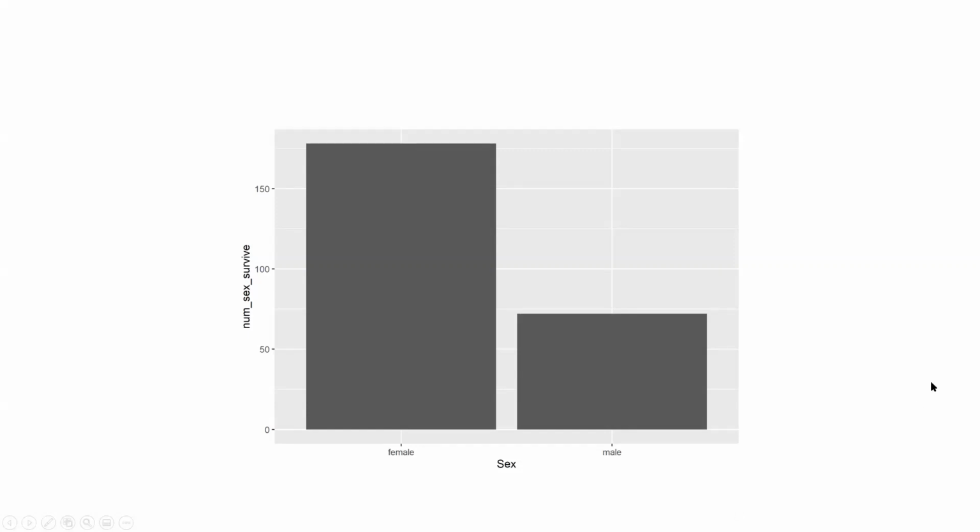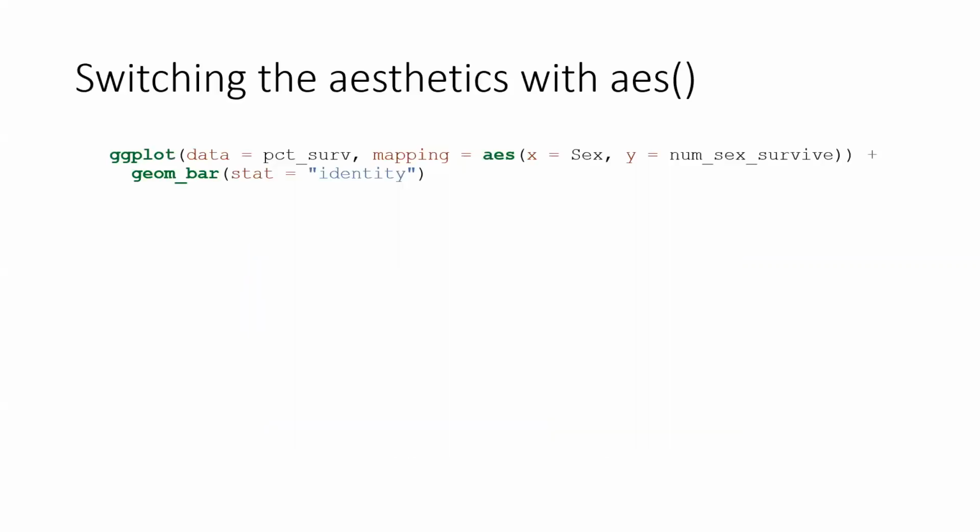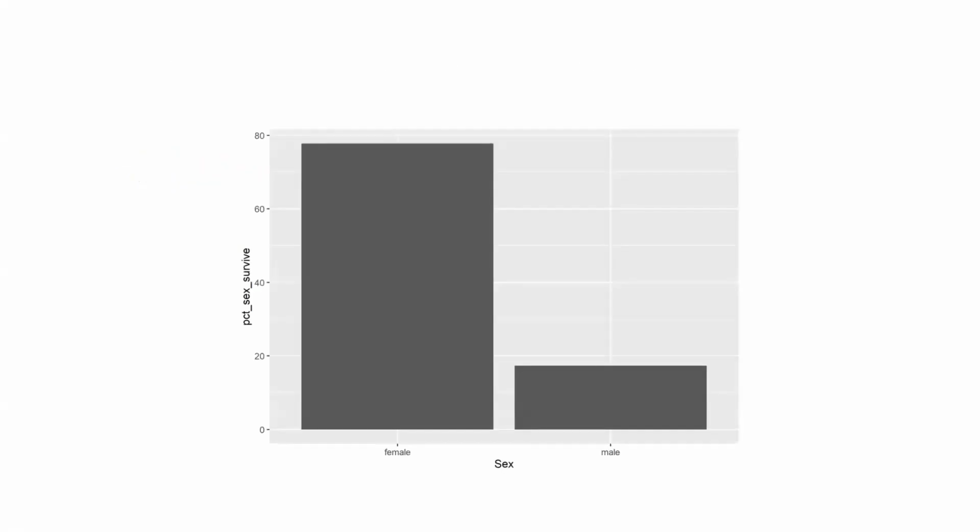But actually, we wanted the percentage of sex surviving, not the number of people. We wanted the percentage of females surviving, not the number of females surviving, and so on and so forth with males. So to actually change that, all we have to do is come up here and edit our aesthetic layer, changing it from num_sex_survive to percentage_sex_survive, because that was the column in our data that holds that percentage information. And when we do that, we can now see that it is represented as percentages. And then the difference between the females and the males in terms of survival becomes a lot starker.